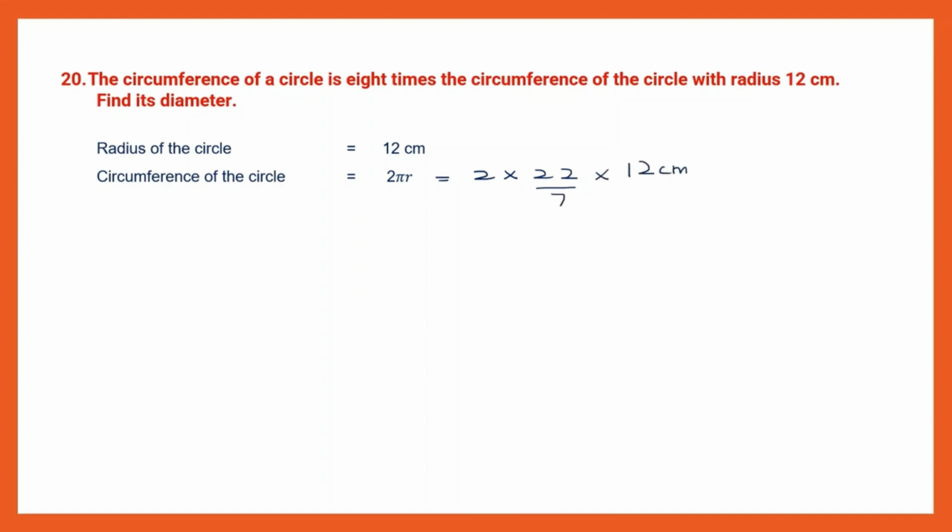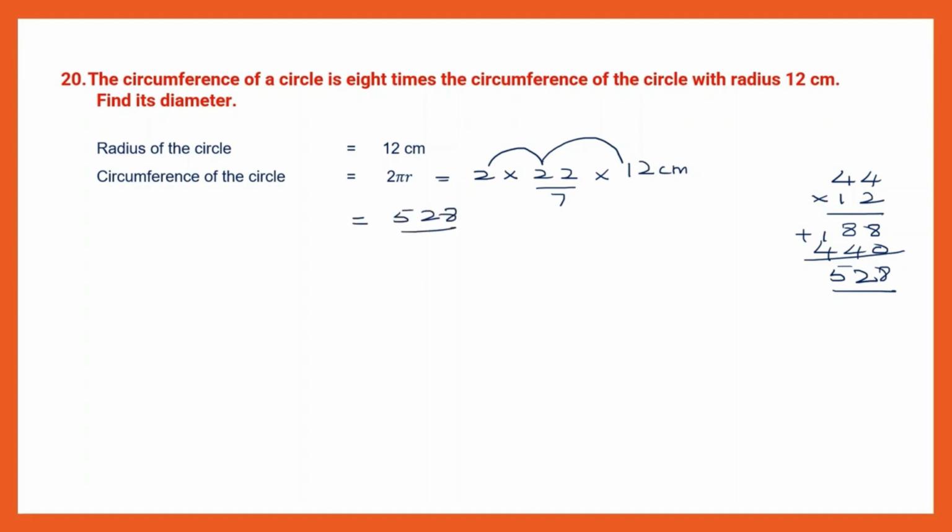So this is 2 into 22, which is 44, 44 into 12. So let's multiply 44 into 12. 2 4s are 8, 2 4s are 8, 0, 1 4s are 4 and 1 4s are 4. Now add this up. 8 plus 4 is 12, carry 1, 4 plus 1 is 5, that's 528. So here the circumference of the circle is 528 by 7 centimeters.